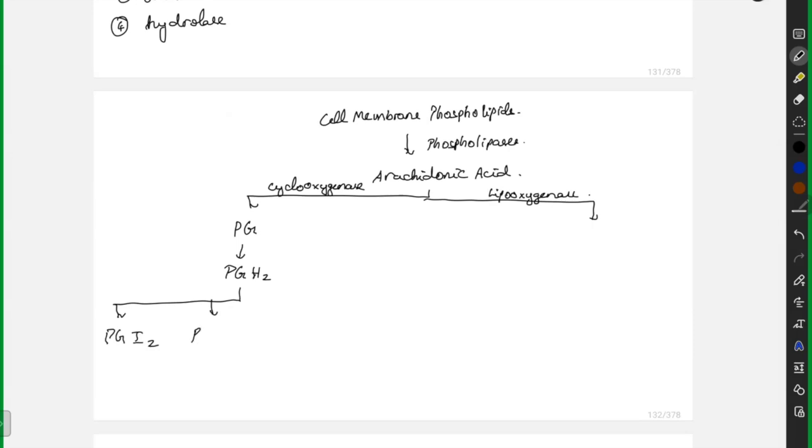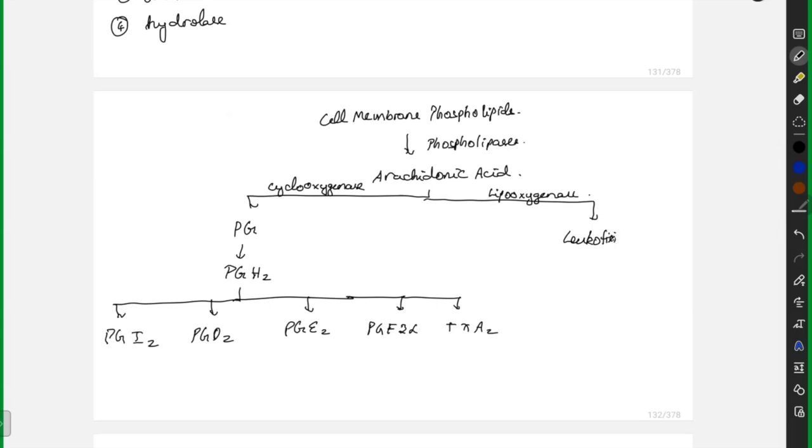Then you have your prostaglandin D2, prostaglandin E2, prostaglandin F2 alpha, and then thromboxane A2, TXA2. Then you have your lipooxygenase. A very, very important thing that you need to remember is that lipooxygenase is going to give rise to leukotrienes.